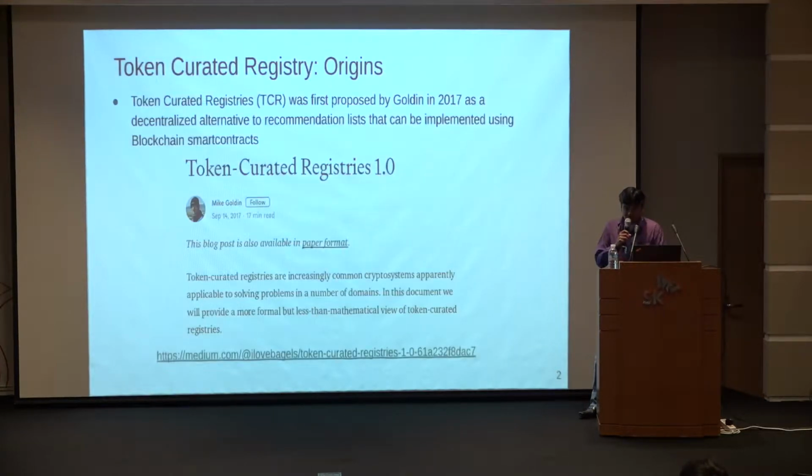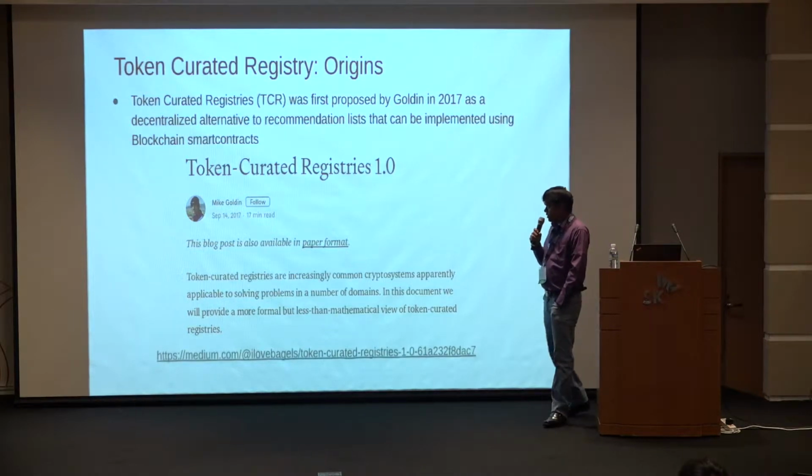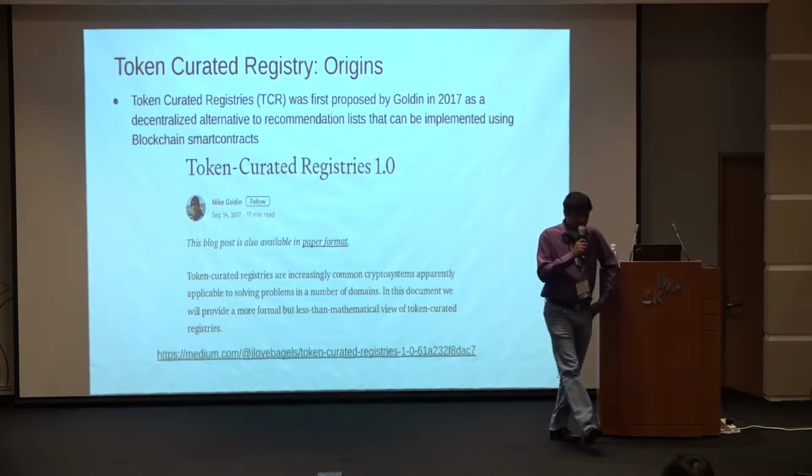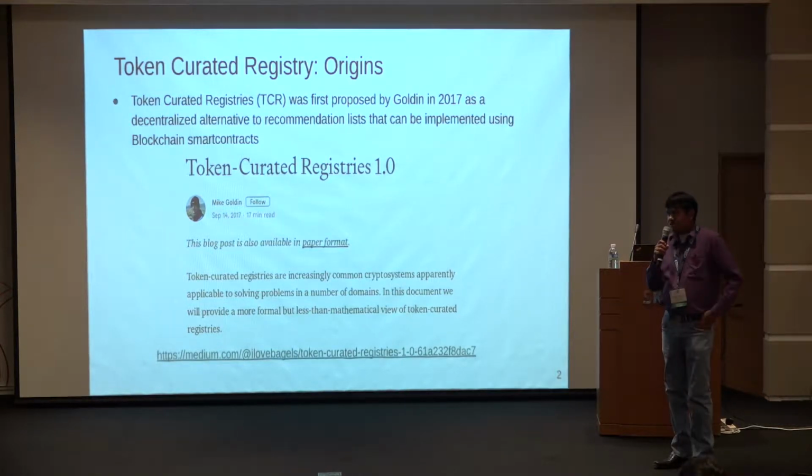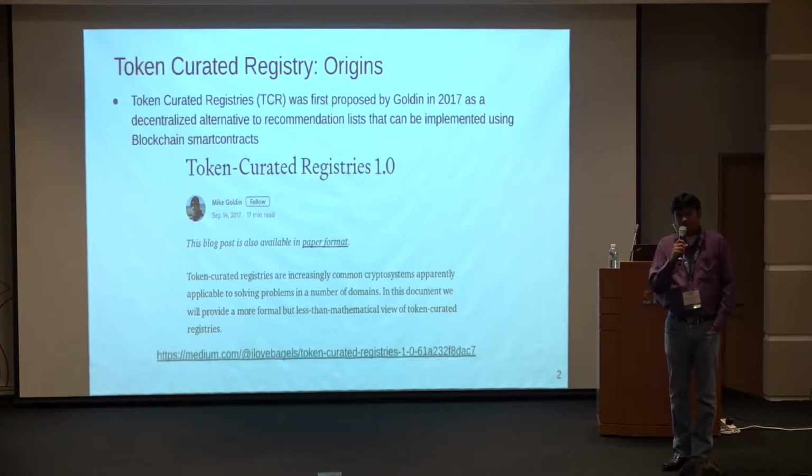Therefore, I'll start with introducing what token-curated registries are in general. These are nothing but a recommendation list that we are used to in our daily life. When we try to book hotels, probably we go to TripAdvisor and look for the rating of a hotel in a given neighborhood, or we sometimes go to apps like Yelp or Google to look at the ratings of a hotel or a place that we want to visit.